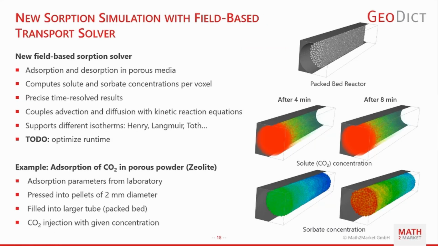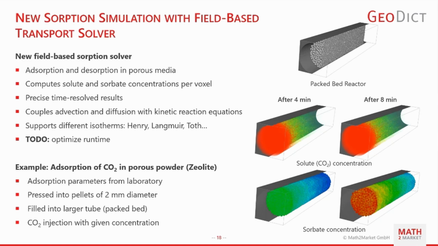Also, in the previous version, we introduced a field-based transport solver in BatteryDict capable of simulating advection and diffusion processes. This solver computes the concentration fields and breakthrough curves by discretizing both processes for each voxel. Now in the 26 version, the field-based transport solver is also capable of simulating sorption processes.